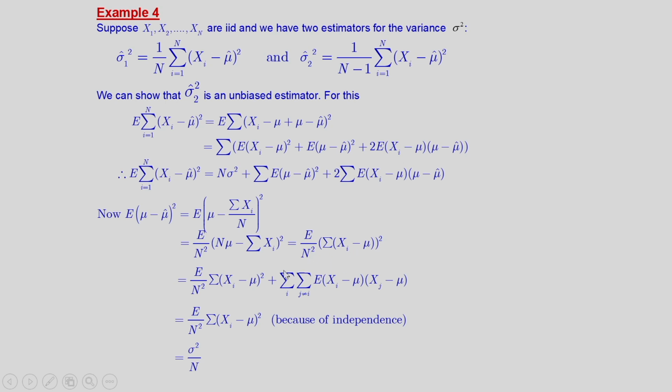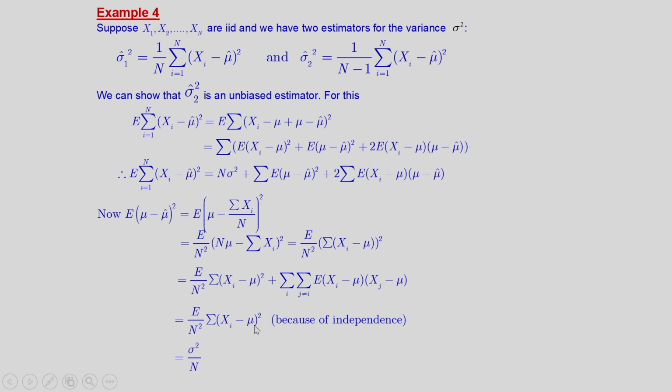Now this is again a summation. That summation we can write in terms of the individual square terms, E of summation of (xi minus mu) whole square, and then all cross terms we have to consider, (xi minus mu) into (xj minus mu), in this form. Therefore, the joint expectation of these quantities will be 0 because of independence. Xi and xj are independent, therefore this expression will become 0. So this will be simply E of summation of (xi minus mu) whole square divided by n square, and this is equal to sigma square by n.